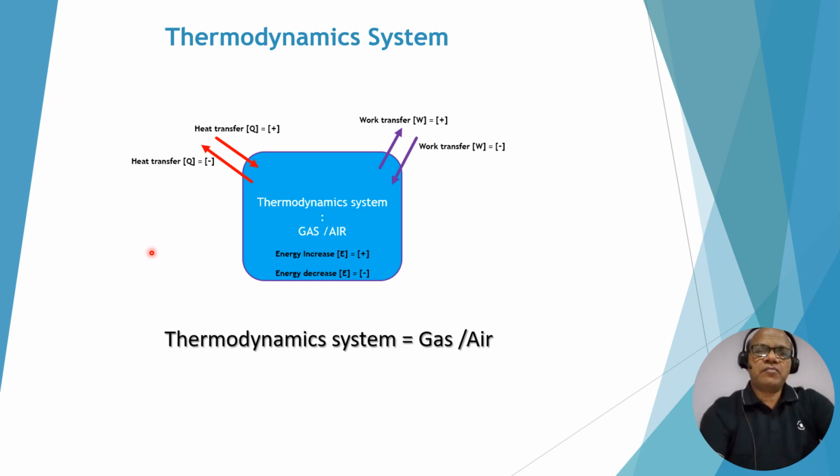With that consideration, there is a real guideline for the sign convention of the thermodynamic system. If heat is added to the system, it is considered positive. If heat is removed, it is considered negative. Similarly, work done by the system is positive, and work done on the system is negative. When the energy level increases, it is considered positive; when the energy level of the system decreases, it is considered negative. These are the sign conventions.